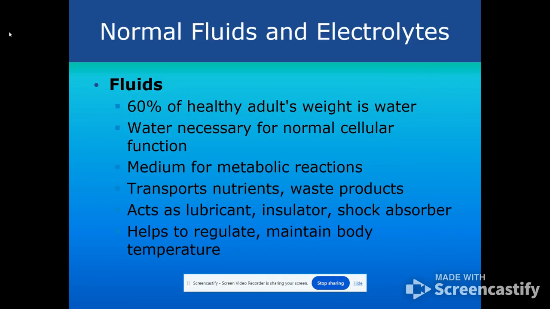So normal fluids and electrolytes: again, factors that affect total body fluid are age, gender, and body fat. Water comprises about 60% of a healthy adult's weight. It's necessary for normal cellular function. It transports nutrients and electrolytes to the cells. It dissolves and carries waste products away from the cell. It acts as a medium for food digestion. It lubricates joints and membranes. It's an insulator for your body. It's a shock absorber. It regulates body temperature. Those are all the big things that fluids do.